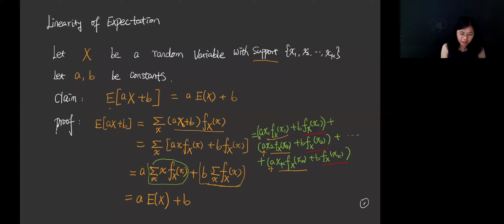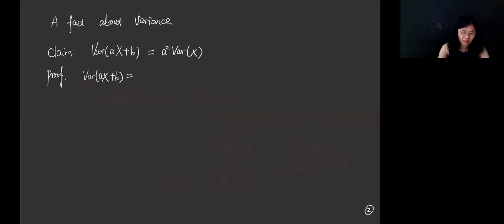We use this linearity a lot, and now let's use the linearity of expectation to derive two useful properties for variance. One fact about variance is that when you apply variance on the linear transformation ax plus b, that equals a squared times the variance of x. So what that means is adding a constant to a random variable does not change the variance, but multiplying the random variable by a constant changes the variance by that constant squared.